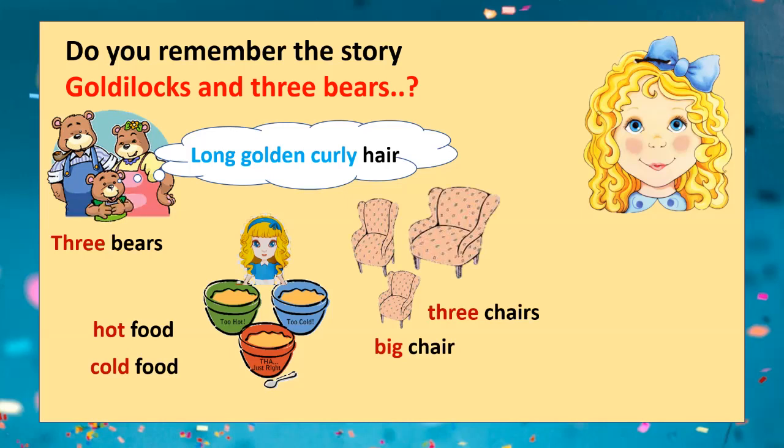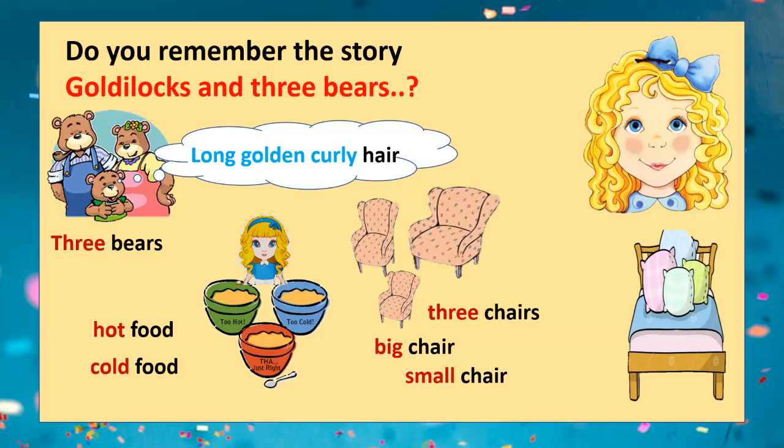There's one big chair. So big is the describing word. It is an adjective. Small chair. Small is the word describing chair. Soft bed. So which one is the adjective over here, children? Soft. Wonderful, because it is describing the word bed. Wonderful, children.